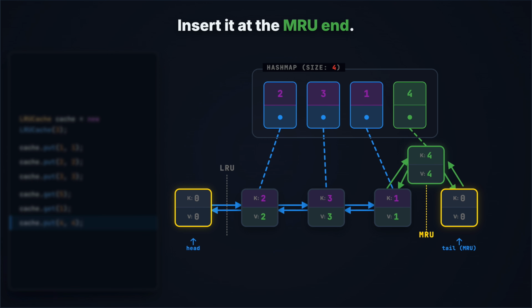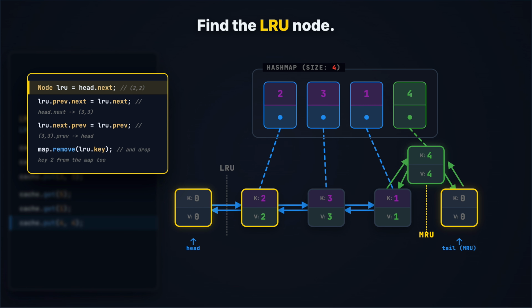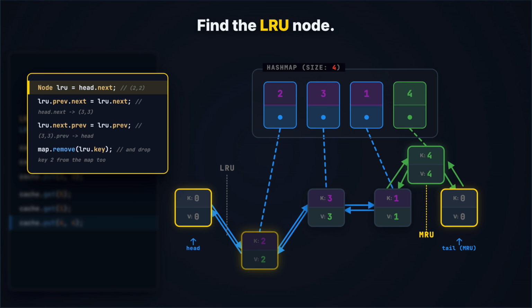Now if we were under capacity 3, we would have been done with the put call. But here, the map size 4 exceeds our capacity of 3. So it's time to evict the least recently used entry, node 2, sitting right at the head. We pop it off the head, same unlinking move as before, just from the front of the list this time.